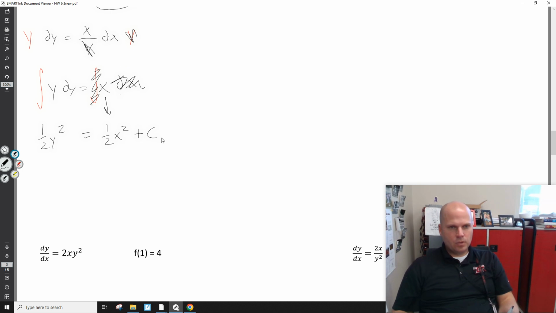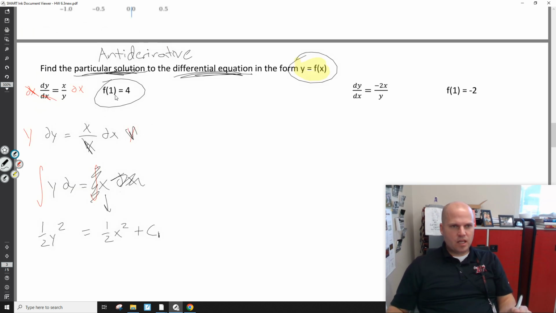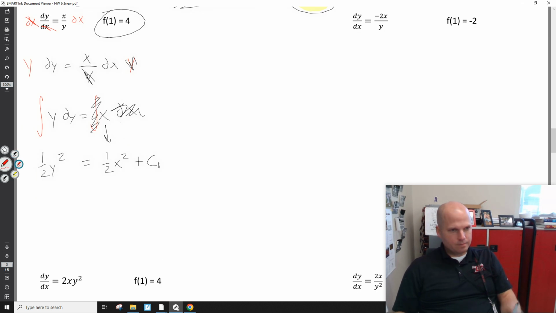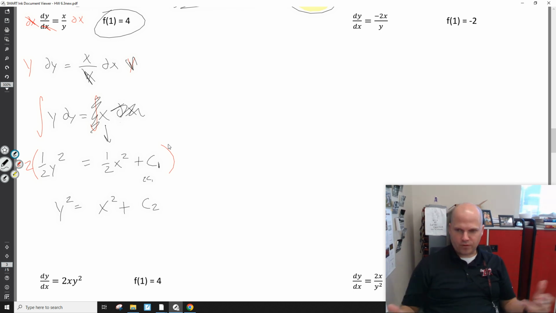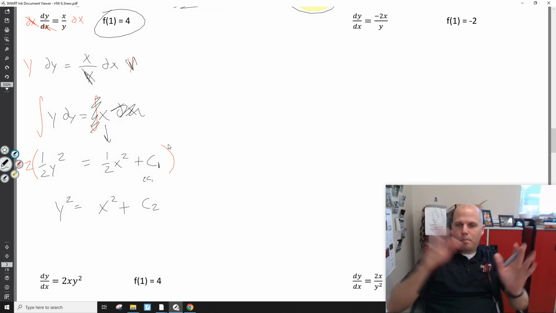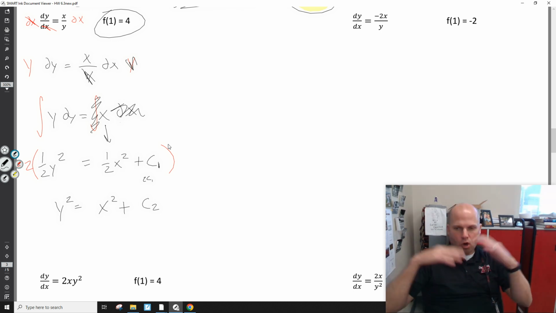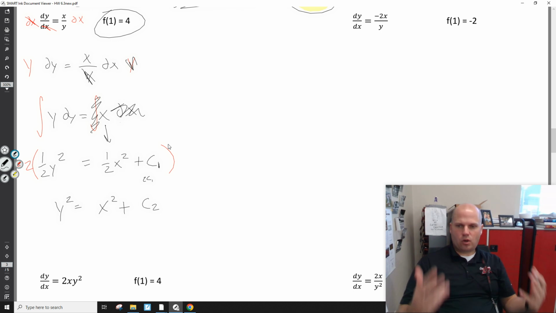What do I mean by that? This number for c, if I plugged in 1, 4, I could get my answer for this c. But let's say I multiply everything by 2 because I eventually have to solve for y. You get y squared equals x squared plus, well, 2 times c1 I could say is just a new c, c2. c2 and c1 are related to each other, different values. No matter when you find c, we're all going to end up with the same final equation.